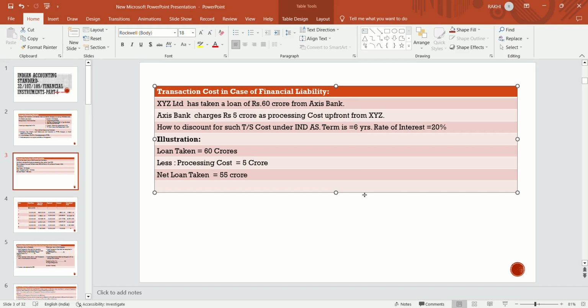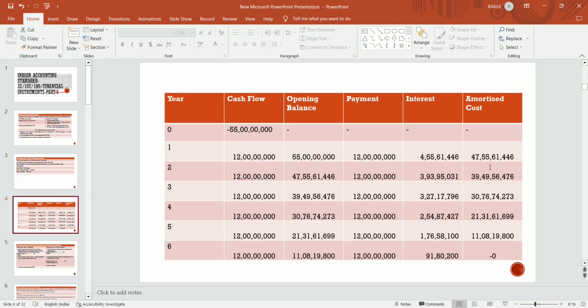Now how is this to be discounted? In year 0 there is a cash inflow of 60 crores. Because the processing fee is to be deducted, it becomes 55 crore in hand for XYZ Limited. But interest is to be calculated on the total amount of 60 crores. So interest is at the rate of 20%, so it becomes 12. Principal plus interest is to be payable over a period of 6 years, so it becomes 12 crore each.